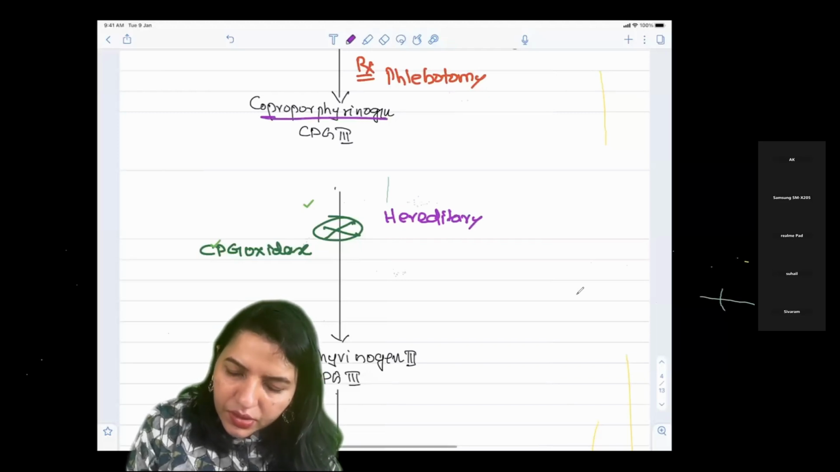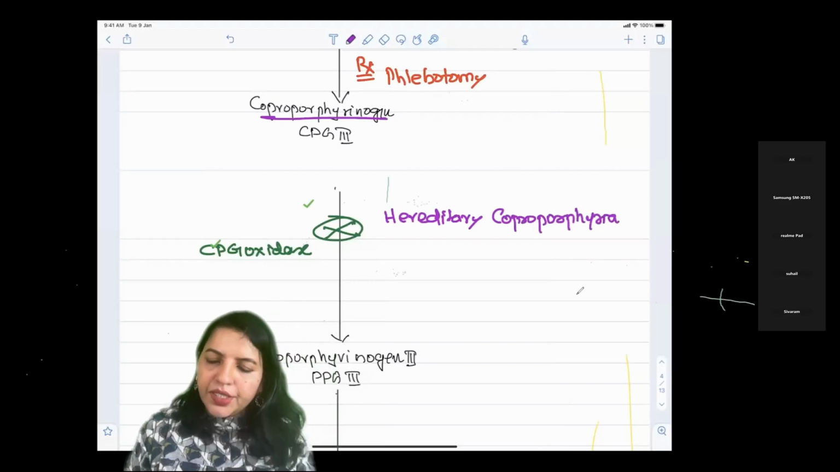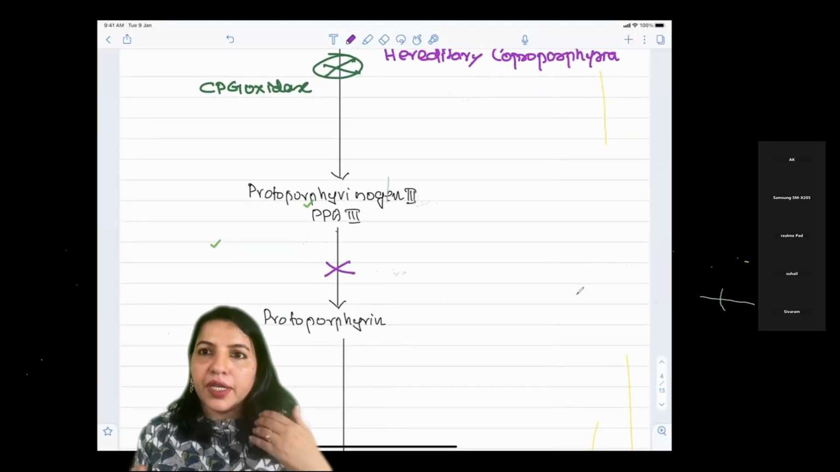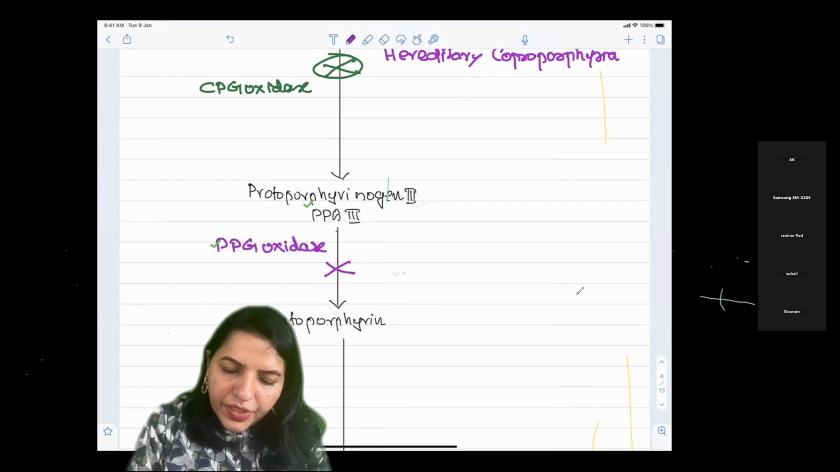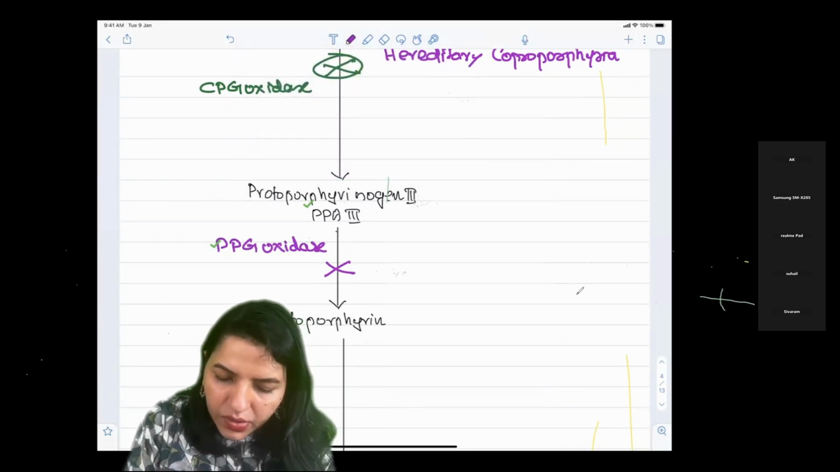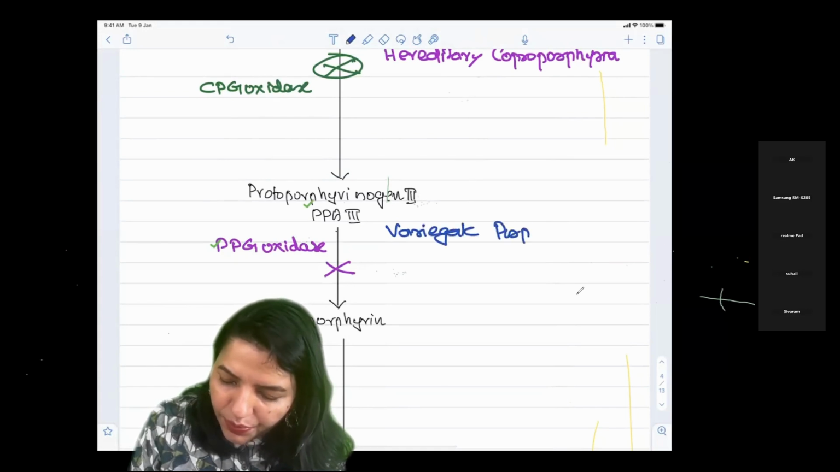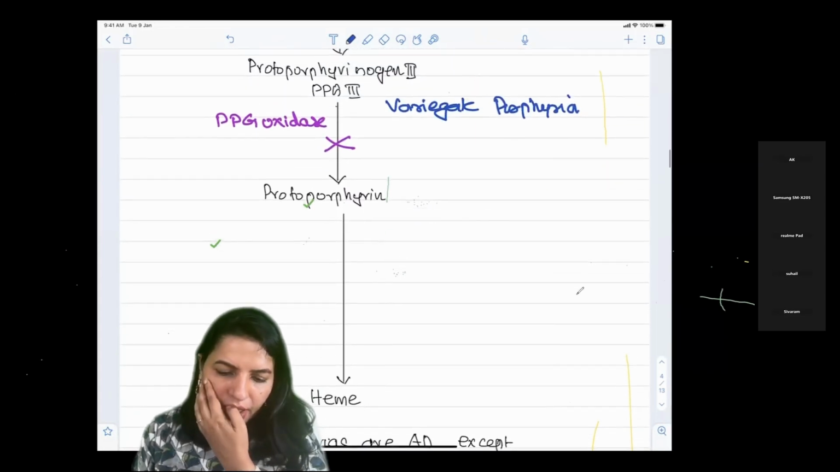This is accumulating, so it is hereditary coproporphyria. Hereditary coproporphyria. Okay, that is enough. Next defect is, the next enzyme is PPG oxidase. So if there is a defect in this, just know the name only. It is causing variegate porphyria. Variegate porphyria. Okay, just learn the name only.